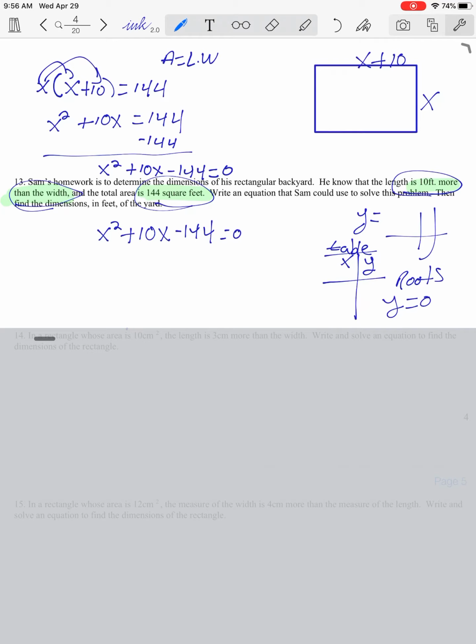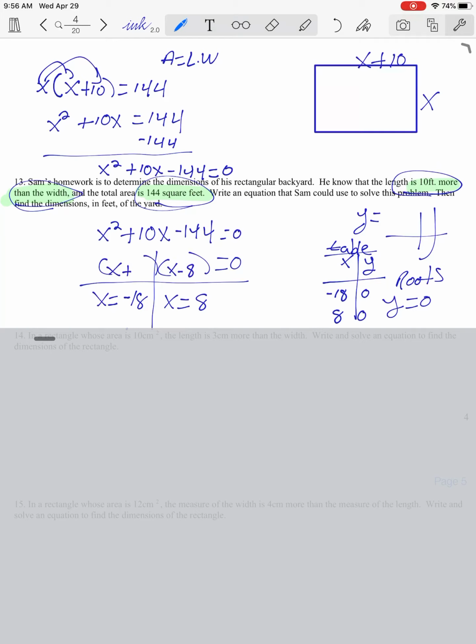So if I go to my table, you have to scroll. It's a lot. But I know that at negative 18, my y is 0, and at 8, my y is 0. So those would be my answers. It's unfortunate you can't see it on the graph, but you guys really know how to use the table, and some of you use the table anyway. So here I'm going to get x equals negative 18, and here I'm going to get x equals 8.